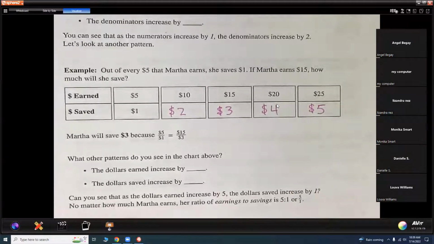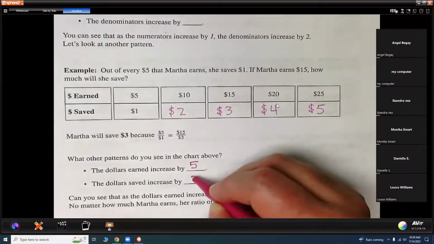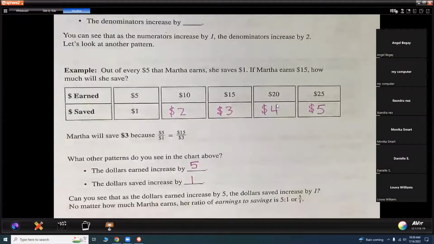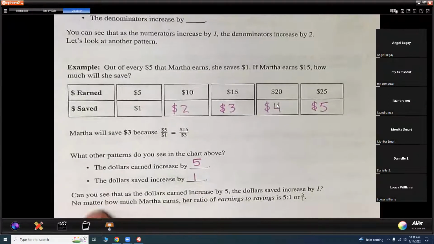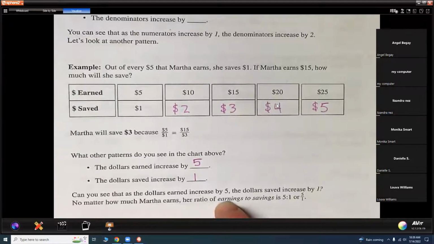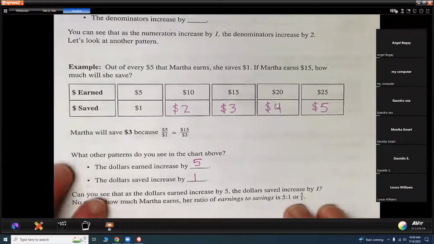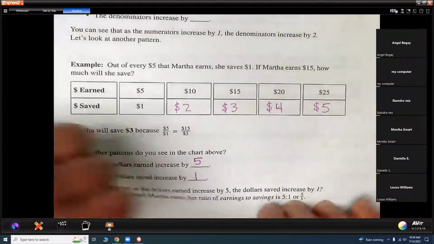So of course, dollars increased by 5, dollars saved increased by 1. So just recognizing those patterns, you guys seem to be doing fine. So then, no matter how much Martha earns, her ratio of earnings to savings is 5 to 1. What a responsible individual.